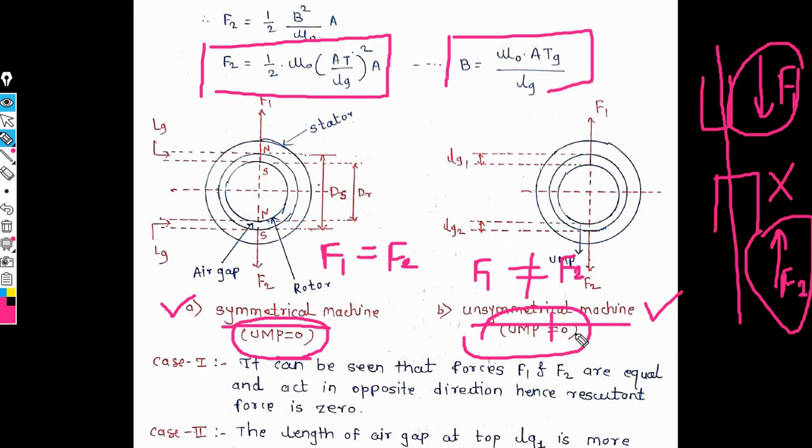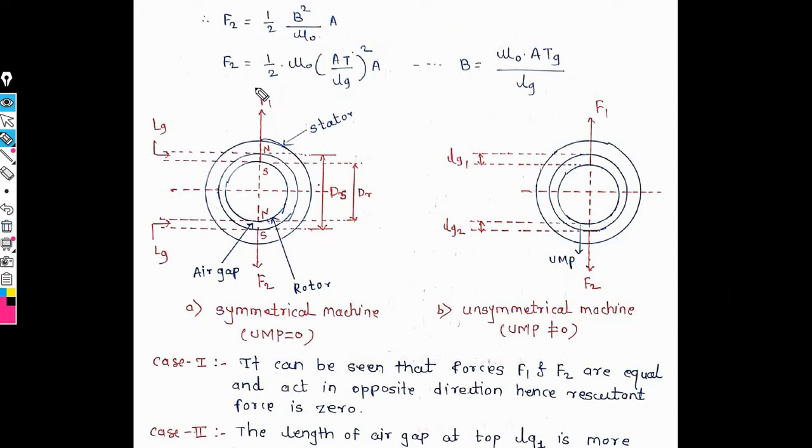That means in this case we have observed that the forces F1 and F2 are equal in this type of machine, and they act in opposite directions. These two forces, F1 and F2, are in opposite directions, but their resultant is 0. That means resultant force zero is called the symmetrical magnetic pull condition.